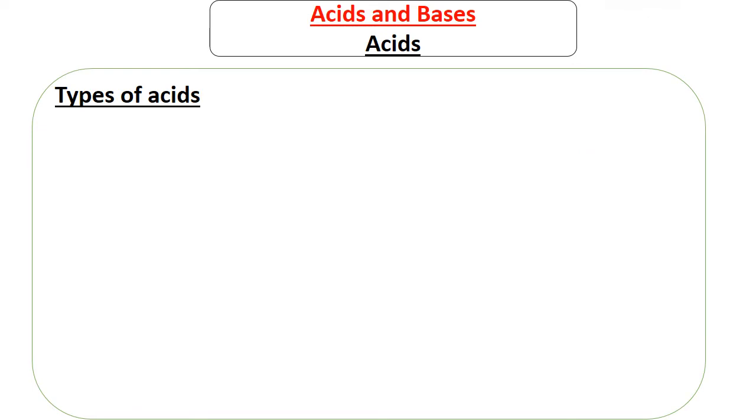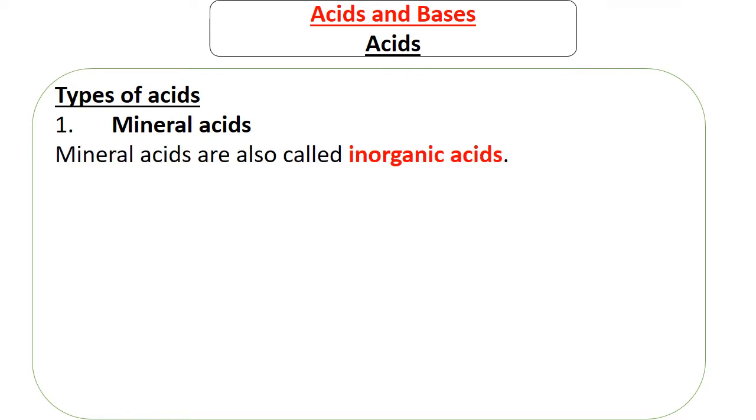So we take a look at types of acids. There are two categories of the types of acids. Here we're going to take a look at the types of acids in terms of where they are taken from, or the substances which make them up. The first are called mineral acids, which are taken from minerals, and they're also called inorganic acids.